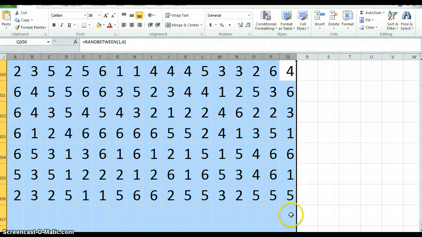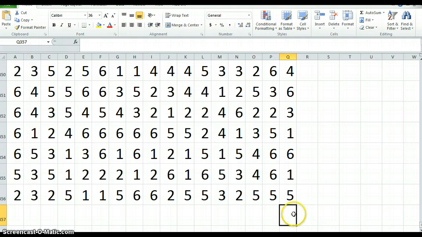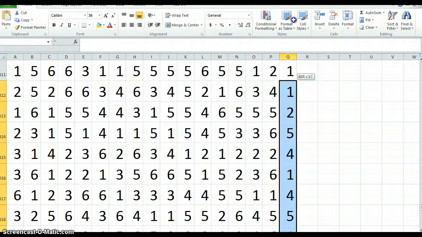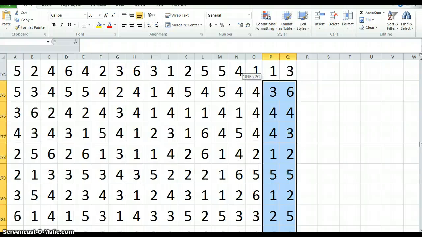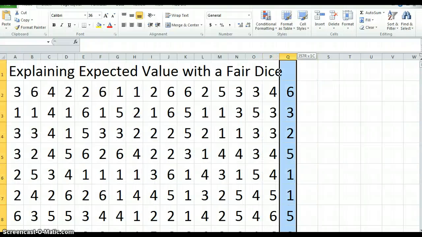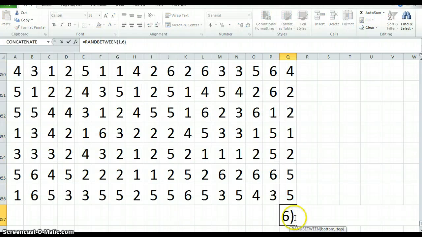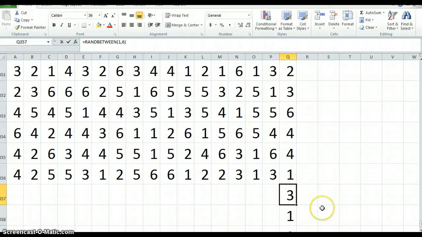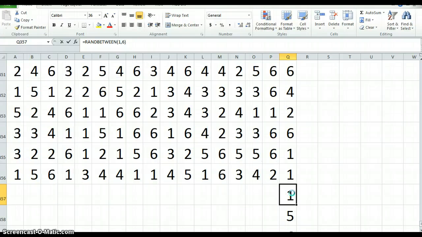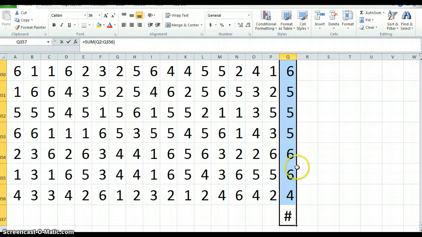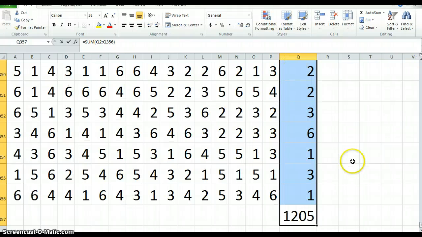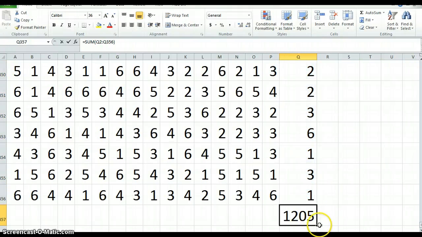So what I'm going to do now is sum. So I'm going to grab all of that, like so, and I'm going to use my summing tool. And then I'm going to copy that. Something bad happened there. So I'll get my sum. Okay, so there was my sum there.